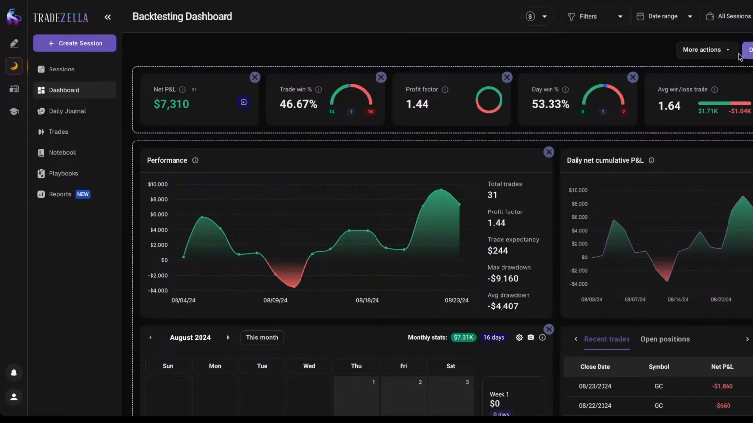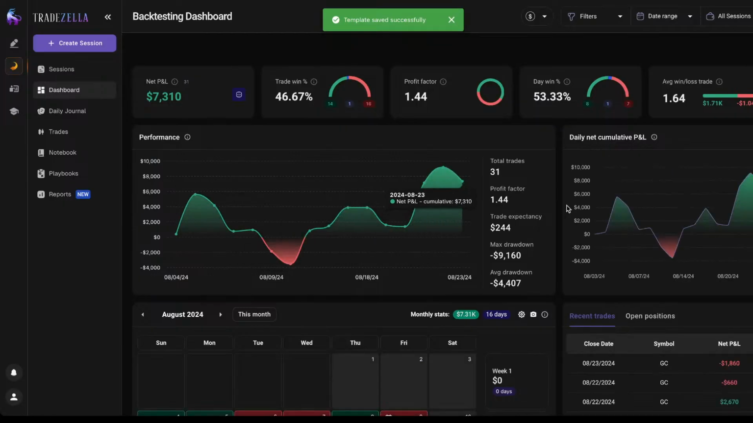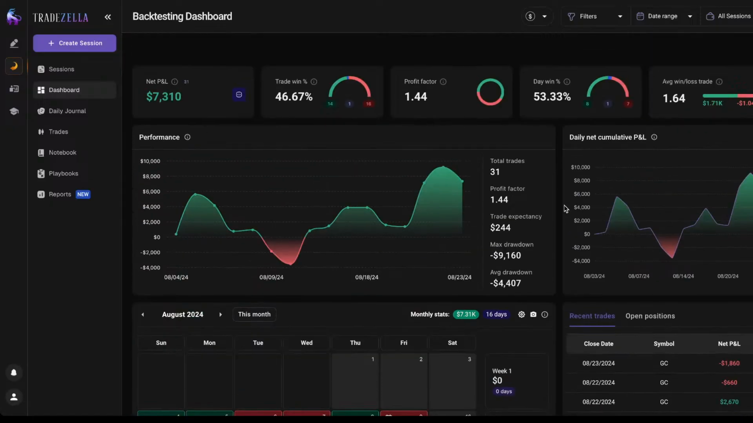Oh, I'm supposed to hit done. Yeah, indeed, I'm supposed to hit done. There it is. Okay. This is how we want the dashboard. We get to see our performance right out the gate. We've been as high as 9,100 profit. We're back down to 73.